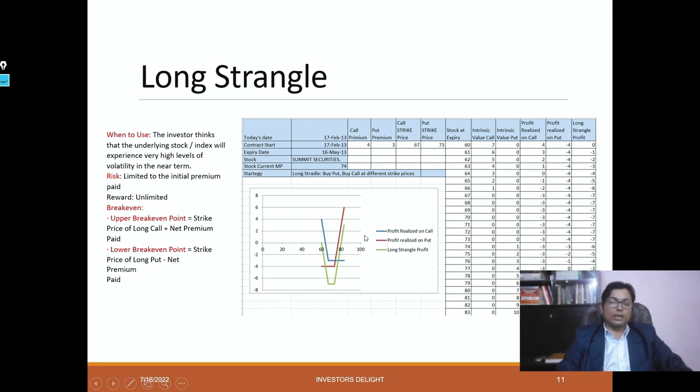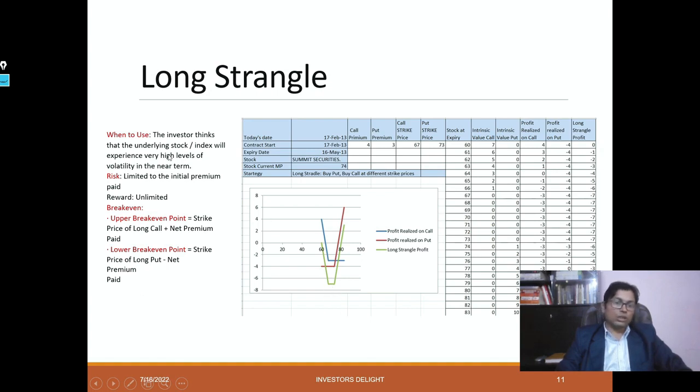In the case of the long strangle, it's a little different, but it is also similar to that. Here we have a small parallel line between the x-axis and the green chart that we have plotted.